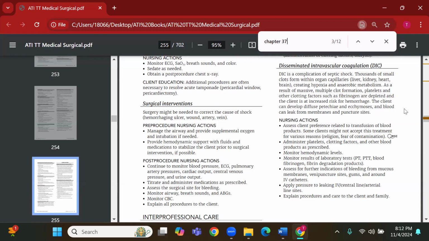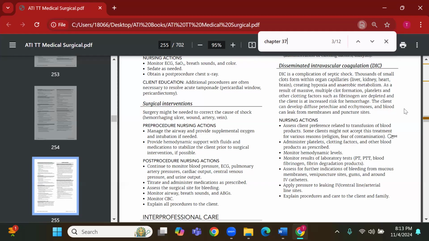Administer platelets, clotting factors, and other blood products. Monitor our hemodynamic levels. You would also monitor your PT, PTT, fibrinogen, all of those clotting factors. And it says assess for further indications of bleeding from mucous membranes, venous puncture sites, gums around IV catheters. So you think about it like this. If you go into DIC, first you're going to clot, clot, clot, and then the body's going to unclot. And could bleed out of your nose, your ears, your eyes, any mucous membrane.